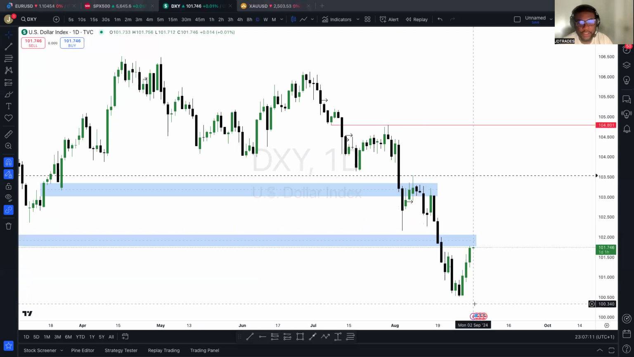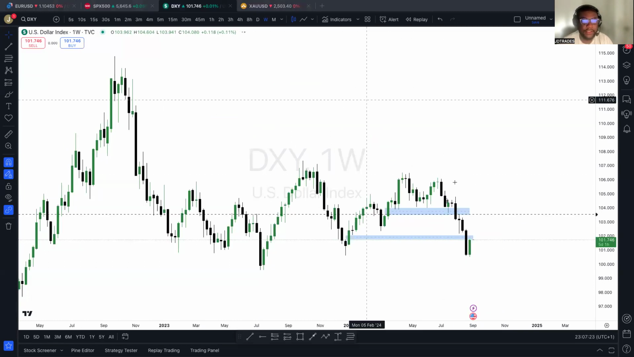Now, there's two things that can happen. I am looking for price to continue heading higher to the 102.500 level. However, we may potentially get a pullback before we actually head to those highs. In addition, we are testing this imbalance here on the weekly time frame, so we could definitely get a slight pullback down.